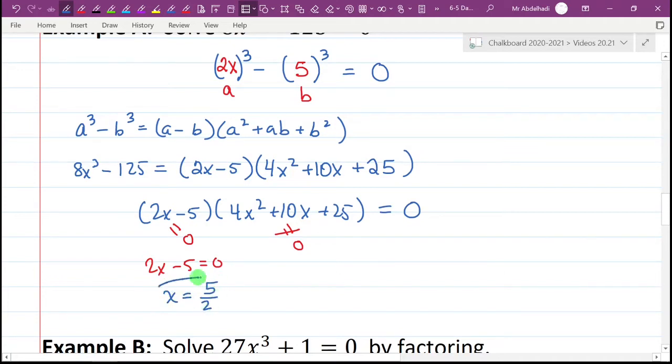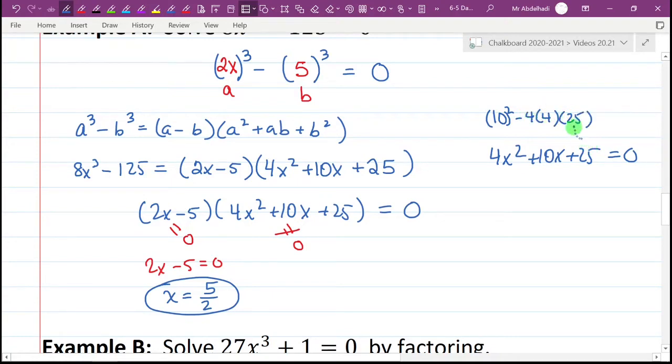And that's the only real solution. If you try to solve this, if you take this equal to 0 and you use the discriminant, remember the discriminant, it tells you if it's solvable or not. Well, b squared minus 4ac, this is your b squared minus 4 times a times c.